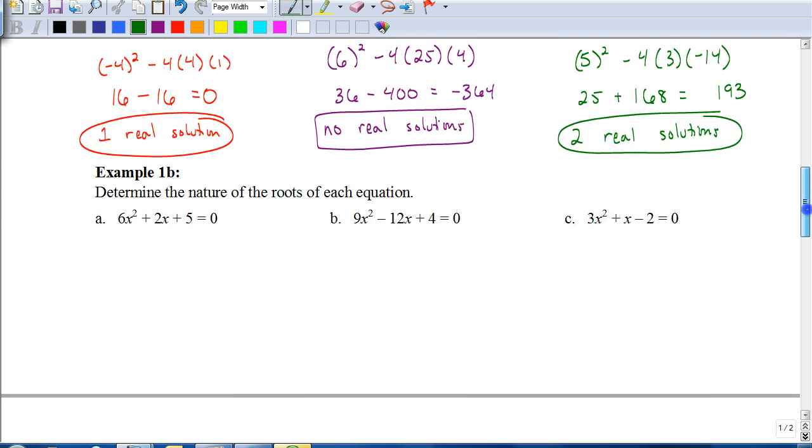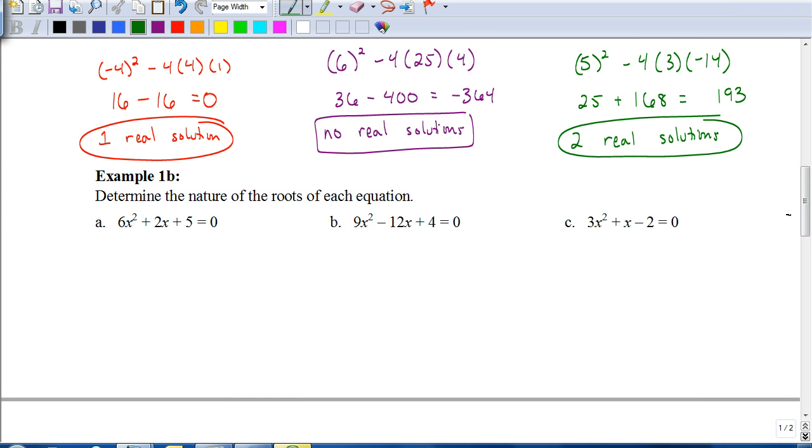Why don't you guys take a minute now and work on these last 3 problems. Try these on your own to make sure you understand how to do these. Why don't you hit pause, and hit play when you're ready to check your answer.